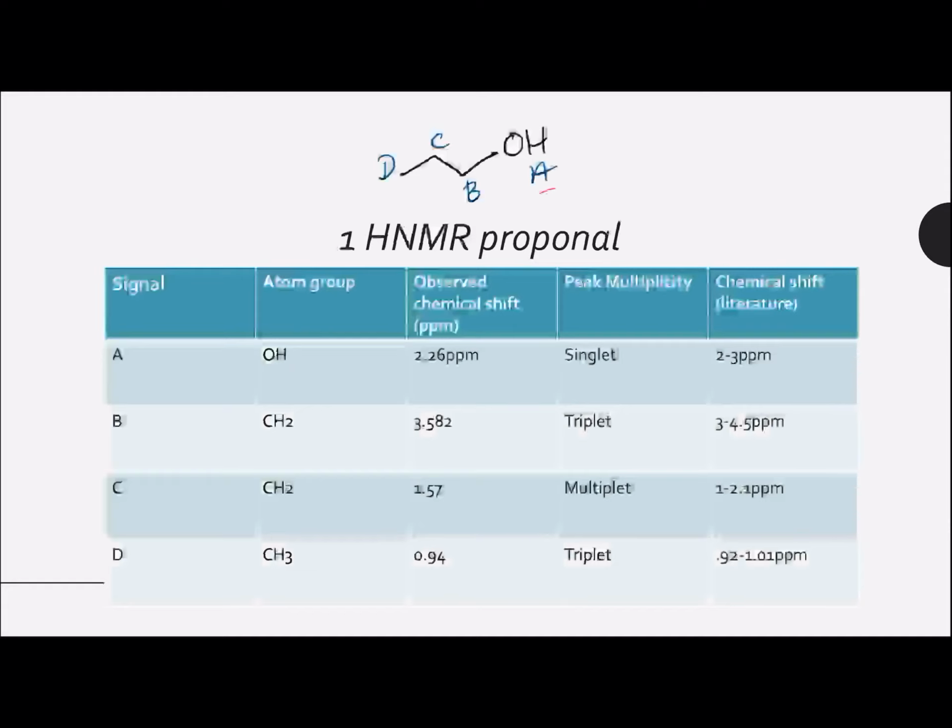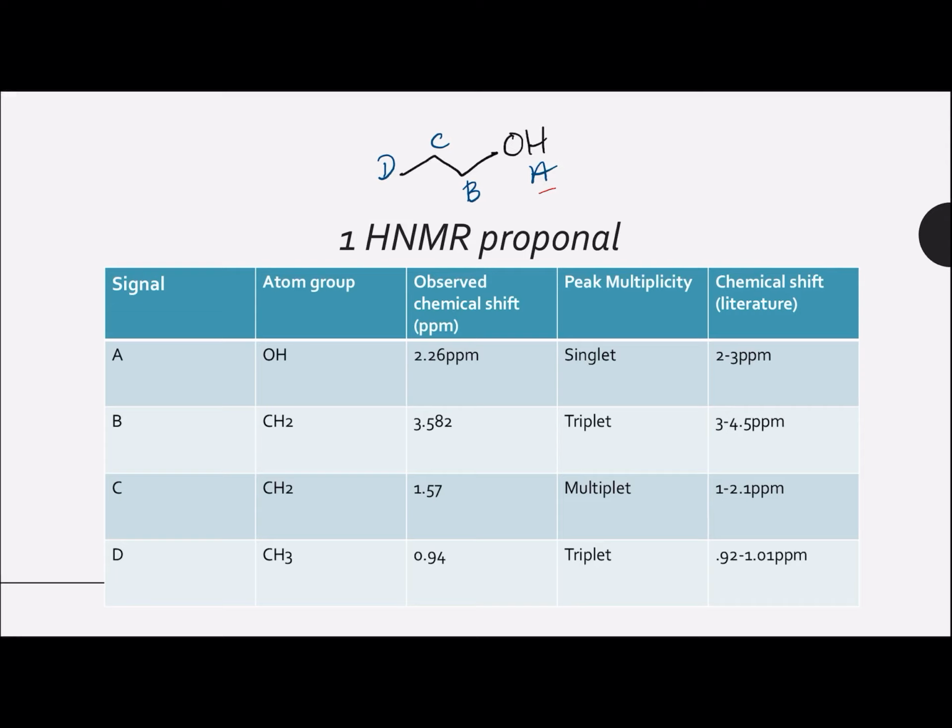So first, let's talk about propanol. We have 4 signals, right? We have A, B, C, and D. We have our OH being observed at a chemical shift of 2.26 ppm. And then we have our CH2 being the most downfield at 3.582.